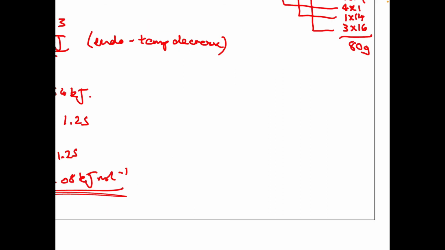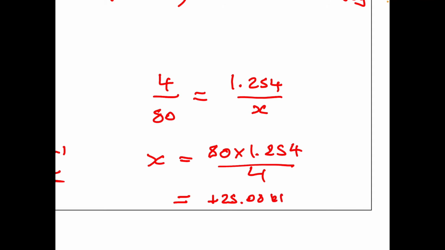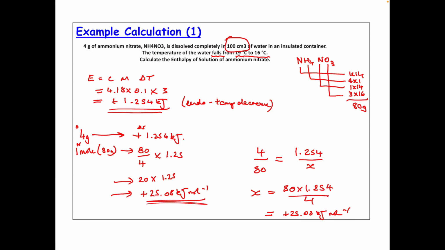I'm just going to do the cross multiplication for you guys that want it. You're going to do 4 divided by 80 is the same as 1.254 divided by x. X is going to be 80 times by 1.254 divided by 4, which will give you plus 25.08 kilojoules per mole. And there you go. I'll leave that there for you to look at.